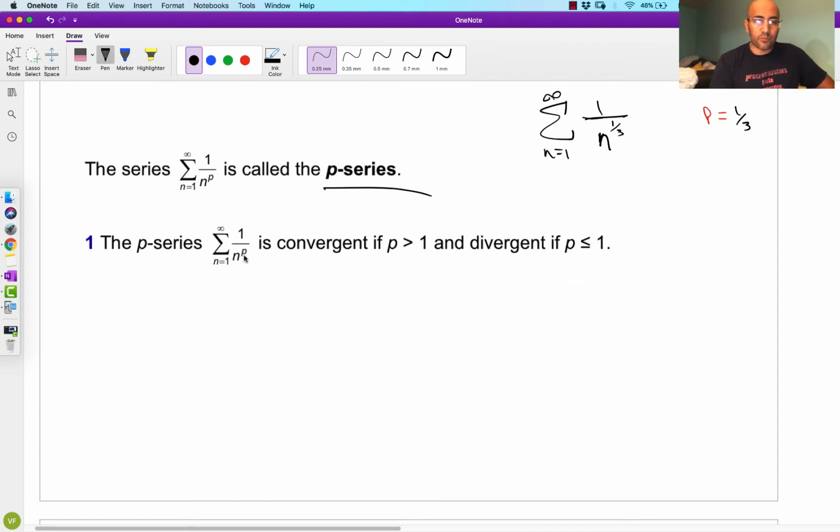We worked with the case where p was 2, 3, 4, 5, and we've worked with cases where p was equal to a half just earlier here. So this is just confirming the general rule that we have for p-series, the p-series family. Okay, so it converges for p greater than 1. So based on this, I could tell that this is going to diverge, right? Because the p is a third.